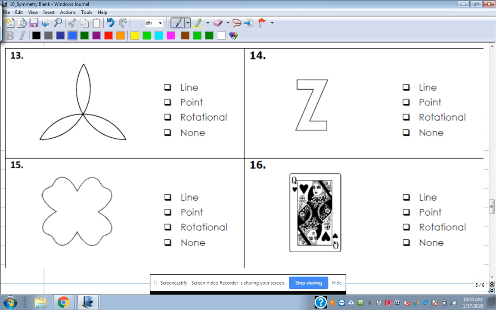13 is line and rotation. Not point. Could it not be point? No, because if you flip it upside down, it's kind of like a triangle, an upside down triangle kind of shape there. It doesn't work. 14. Point and rotation. You flip it upside down, Z looks the same, and rotational.